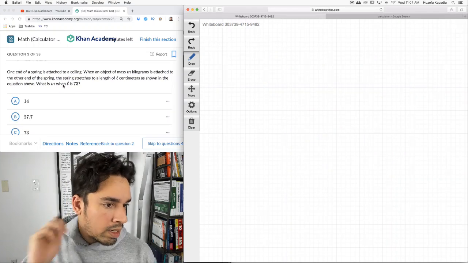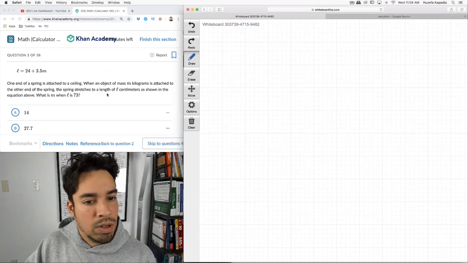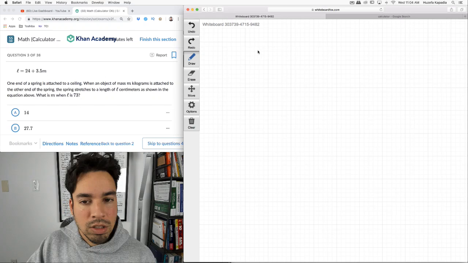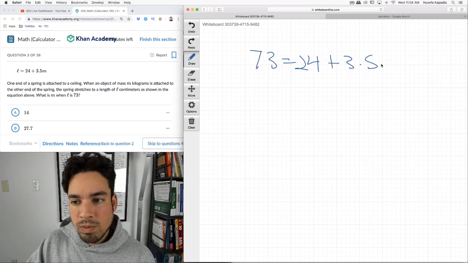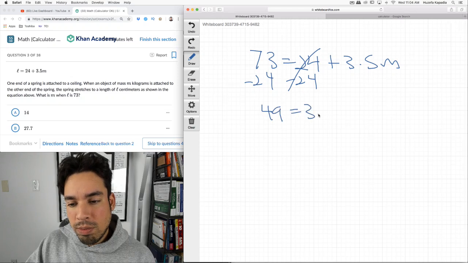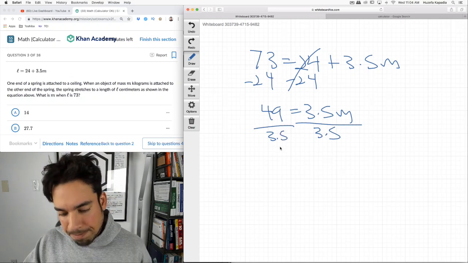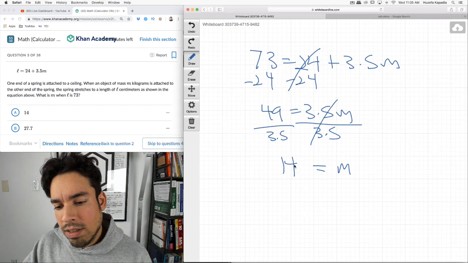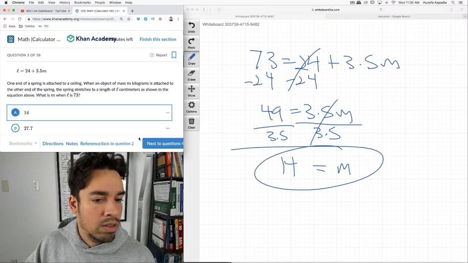One end of a spring is attached to a ceiling. When an object of mass m kilograms is attached to the other end of the spring, the spring stretches to L centimeters, shown in the equation above. What is m when L is 73? That's it. We're just plugging and chugging. So L is 73. Solve for m. Subtract 24. Variable isolation. 69, 59, 49 equals 3.5m. Divided by 3.5. Dividing by 3.5 is just like dividing by 7 and then doubling it, so it's 14. Next.